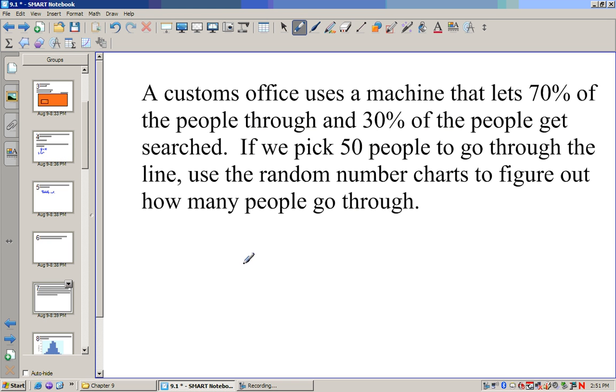A customs office uses a machine that lets 70% of the people through, and 30% of the people get searched. If we pick 50 people to go through the line, we can use random number charts or a calculator to figure out how many people actually go through. So what we'd do is we'd want to do random integer. We're going to pick numbers, say 1 through 10, and we're going to pick 50 of them.